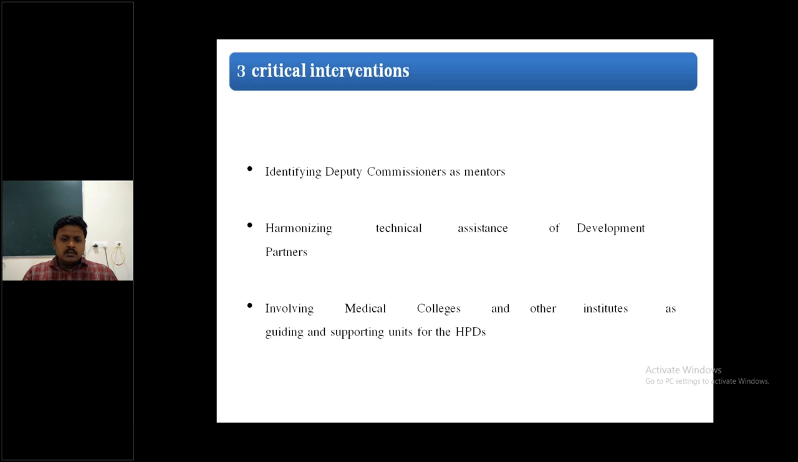So these are the three critical interventions: identifying the deputy commissioners as mentors, harmonizing the technical assistance of developmental partners, and involving medical colleges also. That's how all these programs have taken place, like you people attended the SVV.